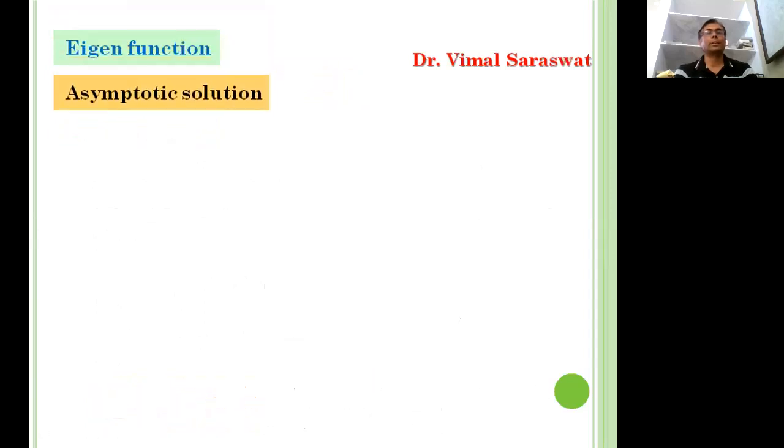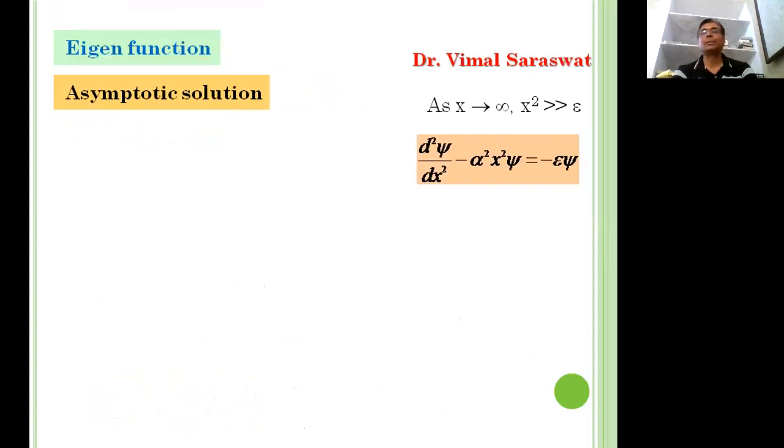Now the asymptotic solution. As x tends to infinity, x square is very much greater than e. Since our equation is d2 psi by dx2 minus alpha square x square psi equals minus e psi, and x square is very much greater than e, the equation becomes d2 psi by dx2 minus alpha square x square psi equals 0. Here we neglect the term e psi in comparison to alpha square x square psi.